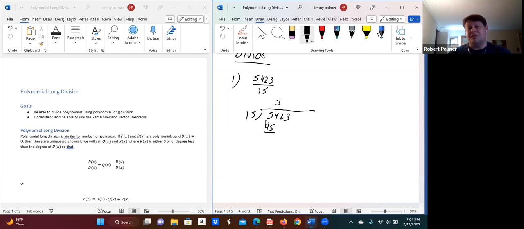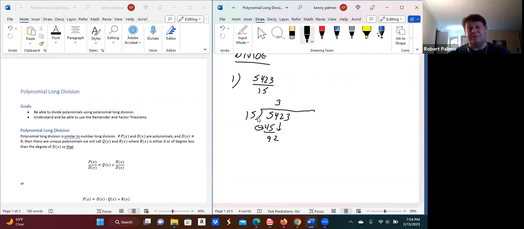Okay. And what was next is we subtracted, and that's the effect of changing our signs. I like to circle it. So this was a positive, now it becomes a negative. We change our signs, and then we combine these. 54 and negative 45 gives us a 9. Our next step is we bring down the next number, which is a 2.